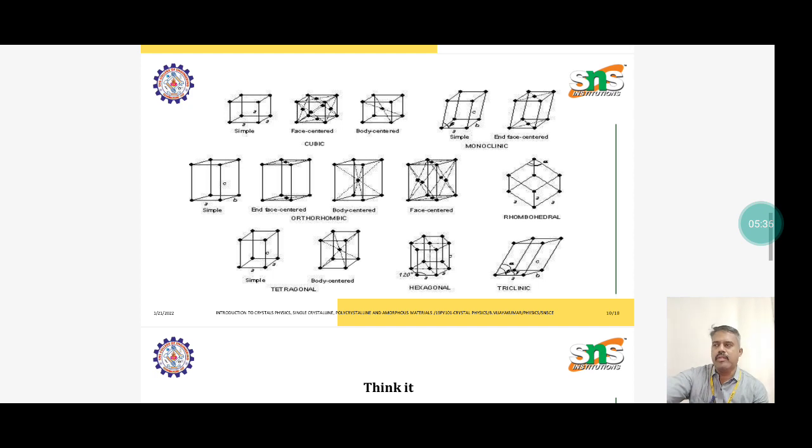We have discussed 7 types of crystal systems, and these 7 crystal systems have 14 different types of unit cells. We call this the Bravais lattice. The Bravais lattice we will discuss in another topic.